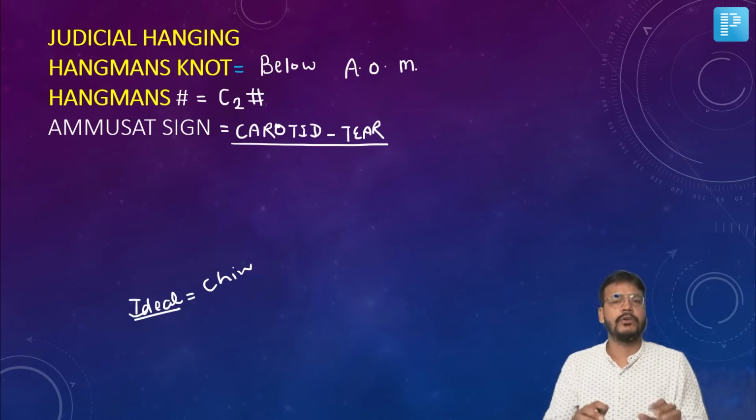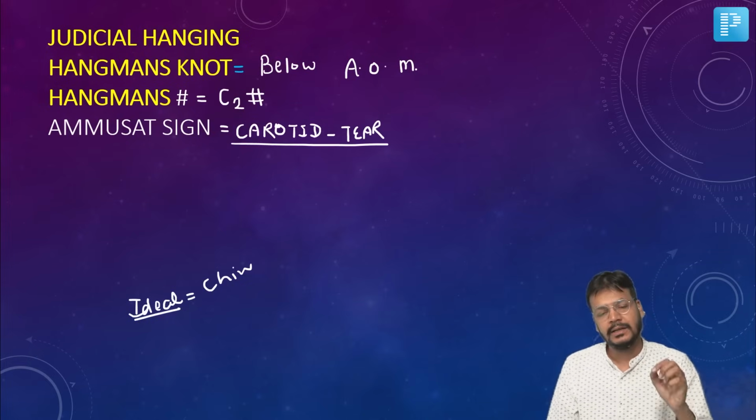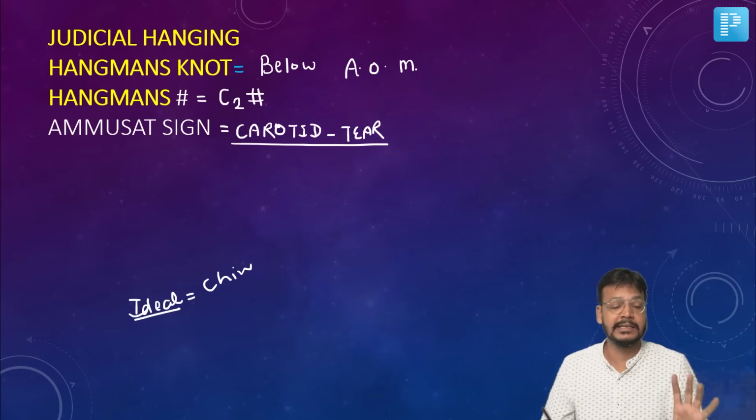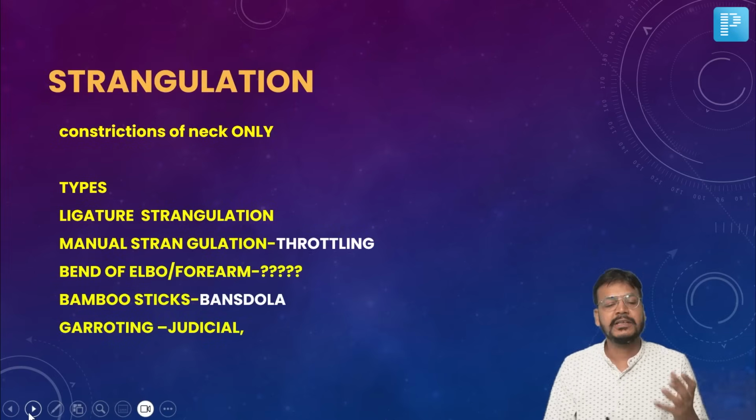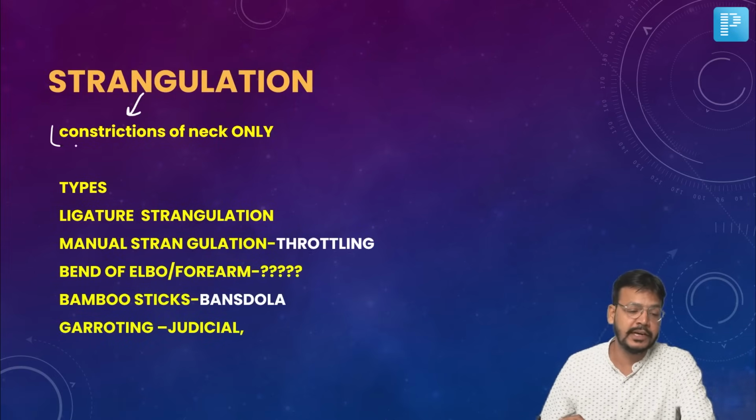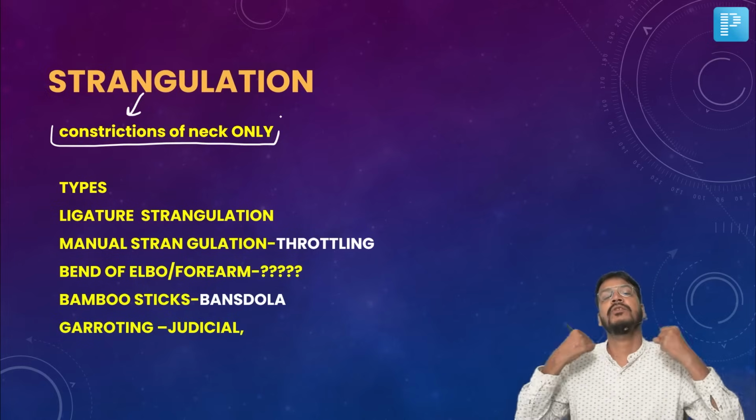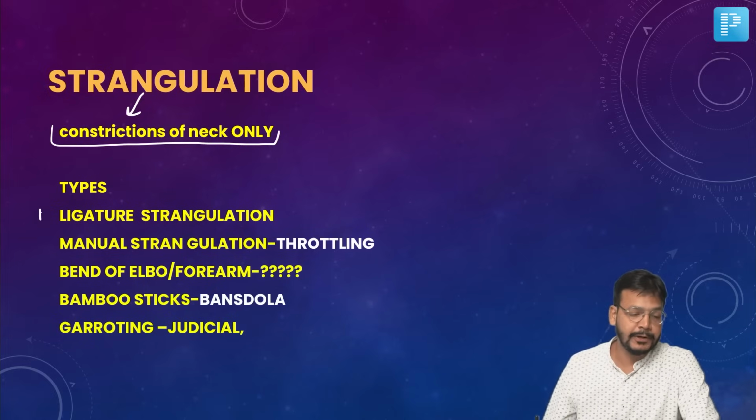Because of the sudden drop in judicial hanging, carotid tear is there. This is Muset sign. Three questions I anticipate in the exam from judicial hanging. Sir, strangulation is not suspension. It is only constriction of the neck. What are the examples of strangulation?